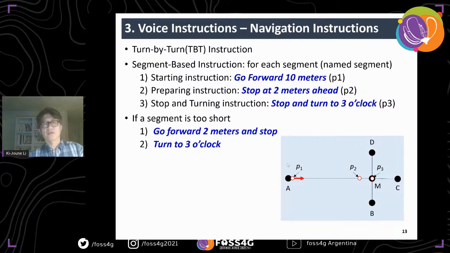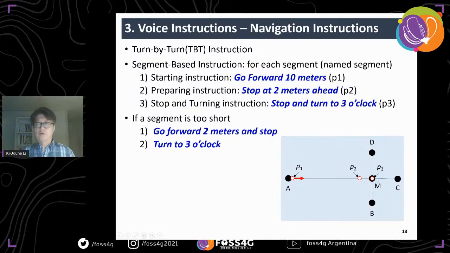For the first one, the turn-by-turn or navigation instruction, the basic idea is that we divide the whole path into segments. And for each segment, we provide three types of instruction. For example, if you are at the starting point of a segment, then we give the starting instruction like go forward 10 meters. And if you are approaching the end of the segment, for example 2 meters ahead, we provide a preparing instruction like stop at 2 meters ahead, so that the user can get ready to stop.